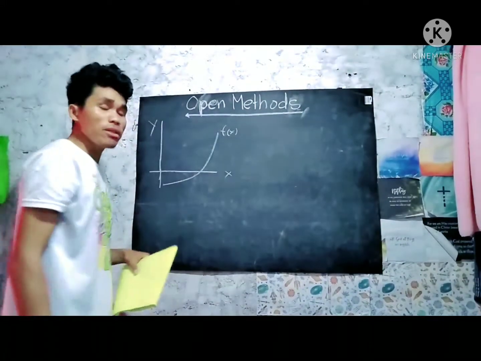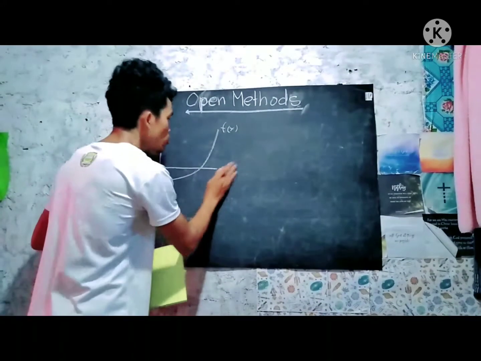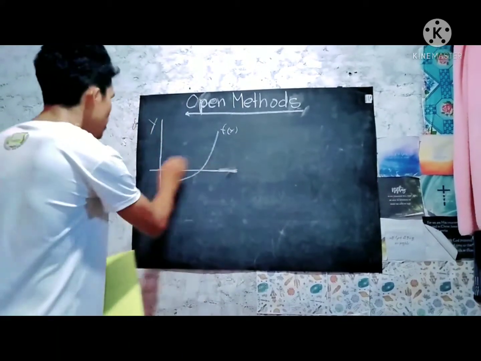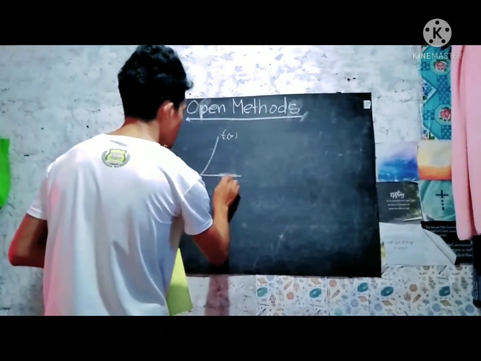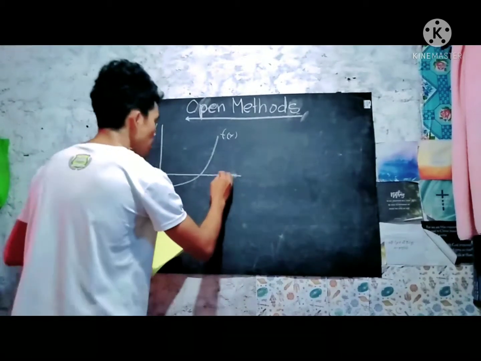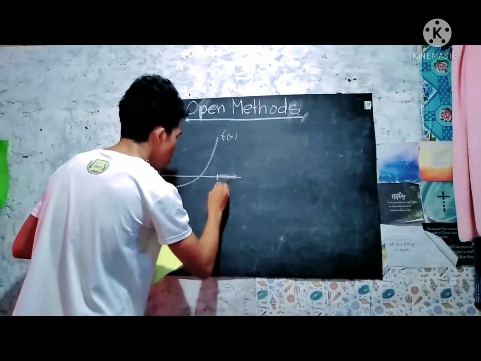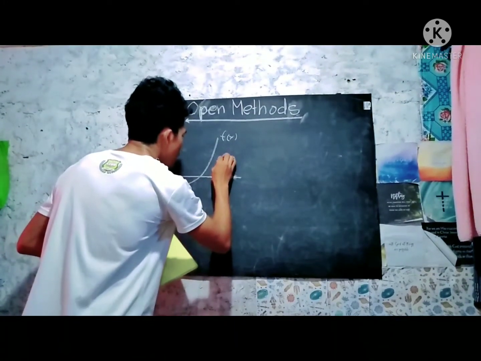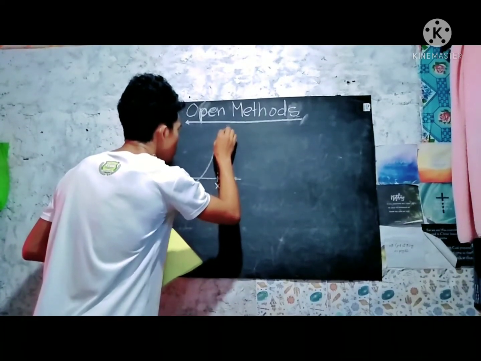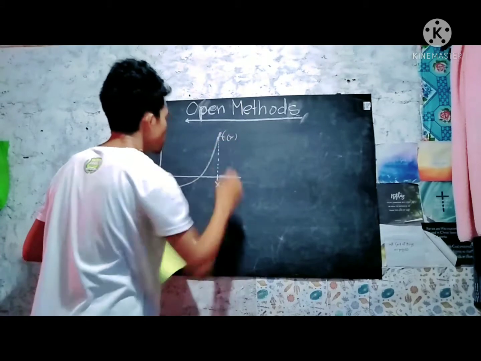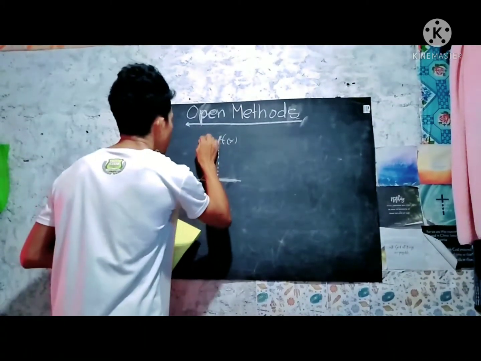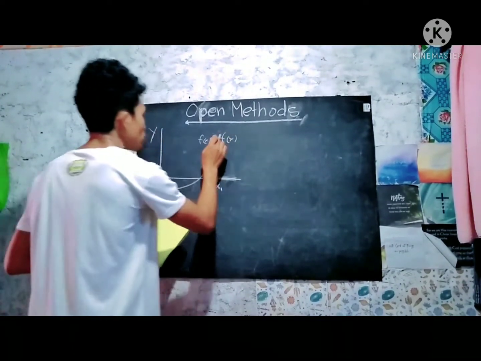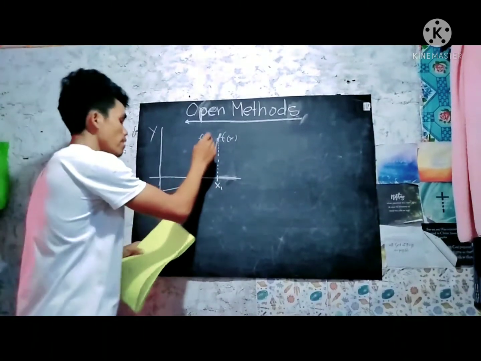Okay, in the open method, guys, we're gonna guess where we can put our point, anywhere except on this x-axis over here. Let's guess that we first make x1 here. Our x1, we're gonna plot up to our slope until they intercept at this point. And this point over here is what we call f of x1.